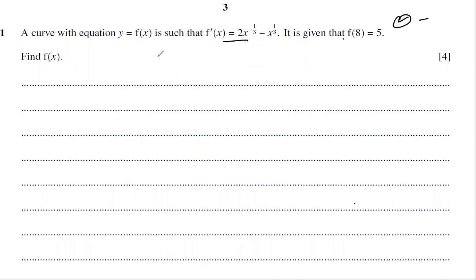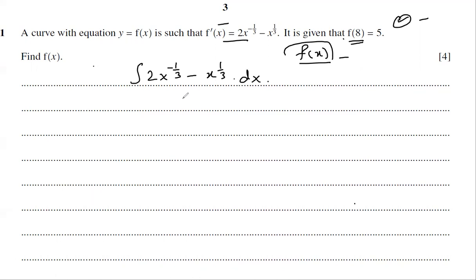Let's have a look. Okay, so in order to find f of 8, it means that we have to first integrate in terms of f of x. So we have the differentiated value given. So let's go backwards. It means that we will integrate it. So integrate 2x power minus 1 upon 3 minus x power 1 upon 3 dx.